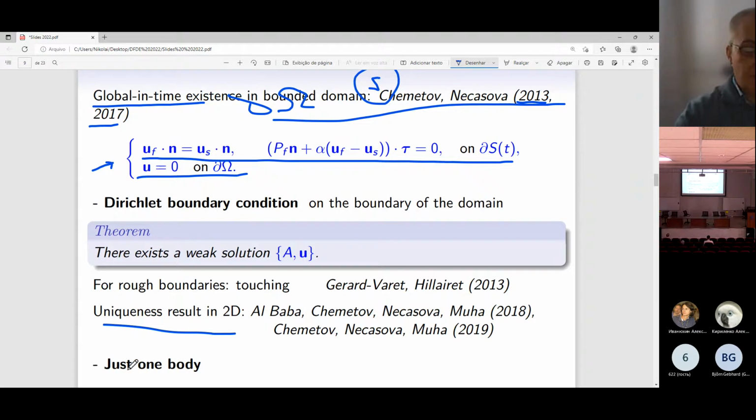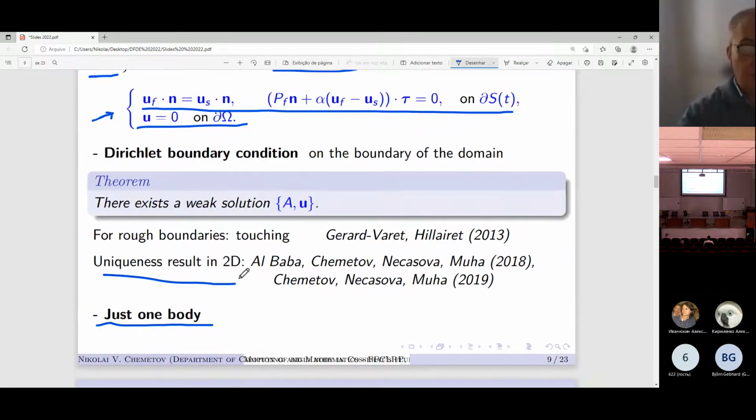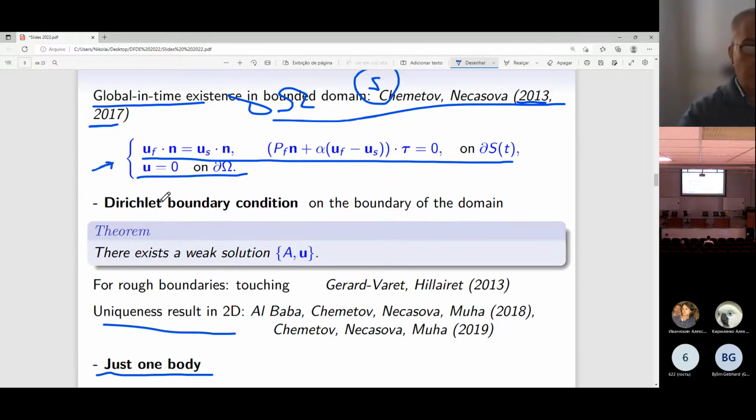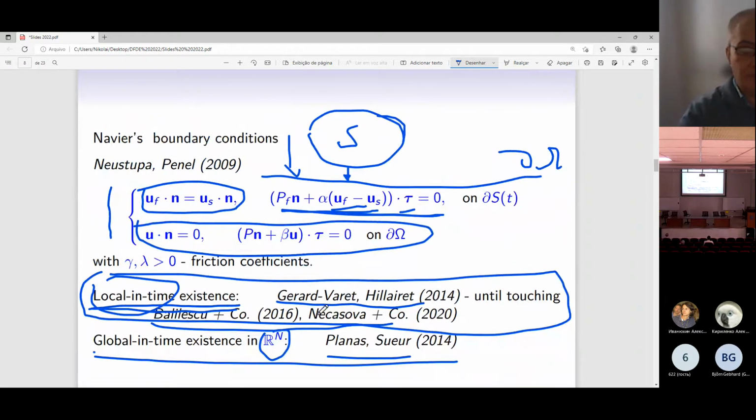Nevertheless, this result is valid just for the motion of one body. It's not possible to generalize it for the motion of a few bodies. Therefore, we then tried to consider a more general situation, when we have a few bodies, or when we have a slip boundary condition on the boundary of the solid, and also a similar boundary condition prescribed on the boundary of the domain.